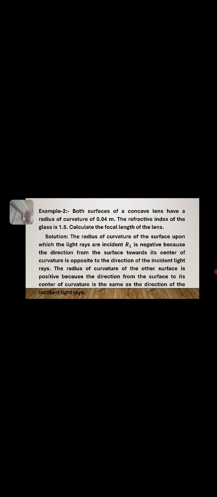The radius of curvature of the surface upon which the light rays are incident, R1, is negative because the direction from the surface towards its center of curvature is opposite to the direction of the incident light rays. The radius of curvature of the other surface is positive because the direction from the surface to its center of curvature is the same as the direction of the incident light rays. The given data is n equals 1.5, R1 equals minus 0.05 m, R2 equals 0.05 m, and we have to calculate the value of f.